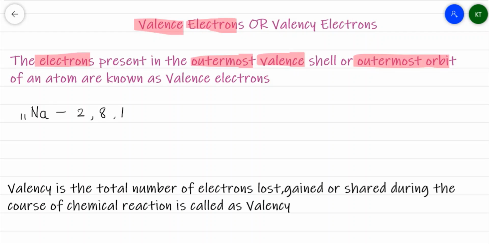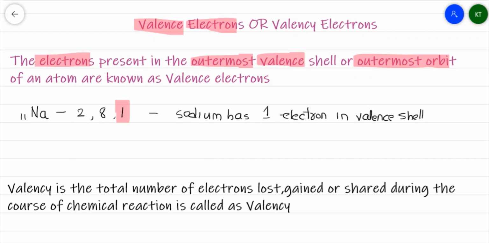Now, as you see, in case of sodium, there is one electron in a valence shell. There is one electron in the outermost shell. So that becomes valence electron. So here I can say sodium has one electron in valence shell.